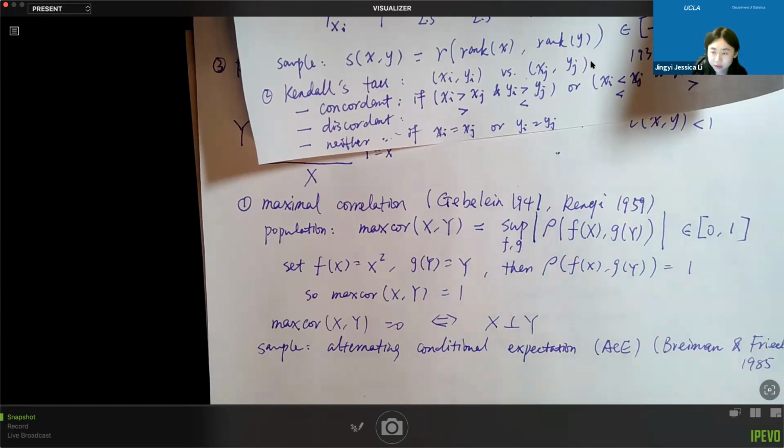Okay, so we will stop here and then we'll continue our discussion about the functional relationship next time. Hopefully we will be able to finish our measures of association in the next lecture. Then starting from next week, we're going to talk about some sampling algorithms as the last part of this class.